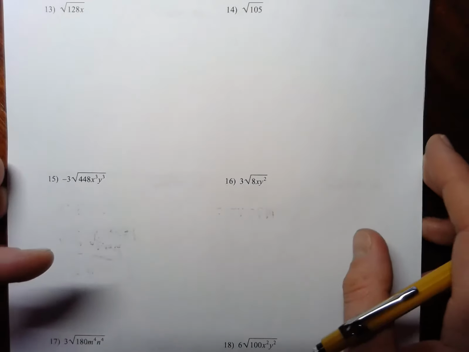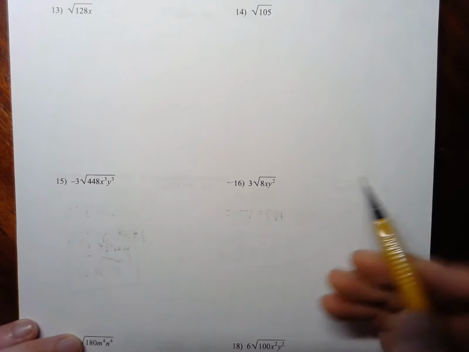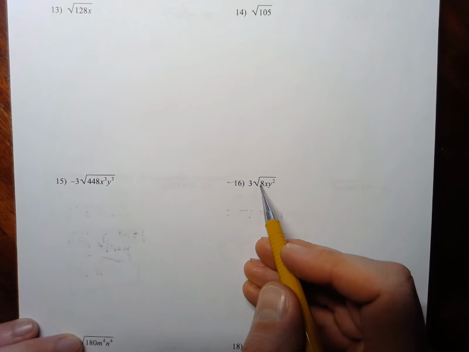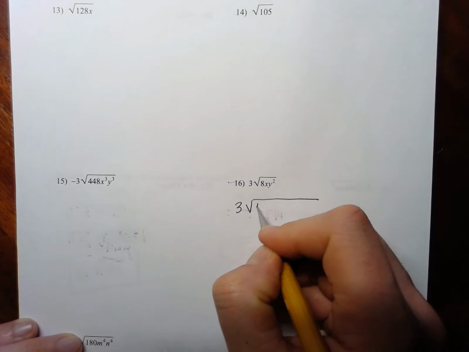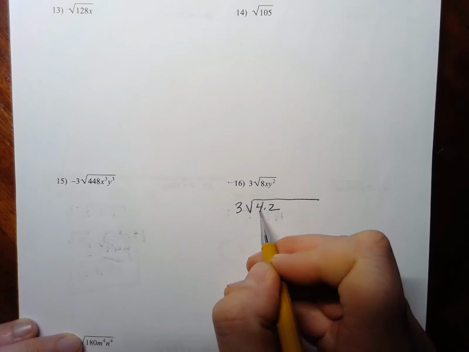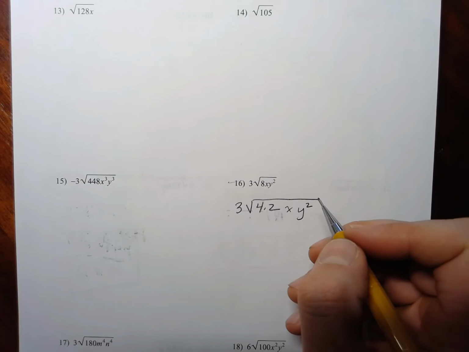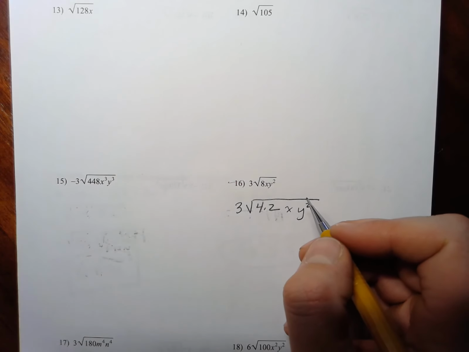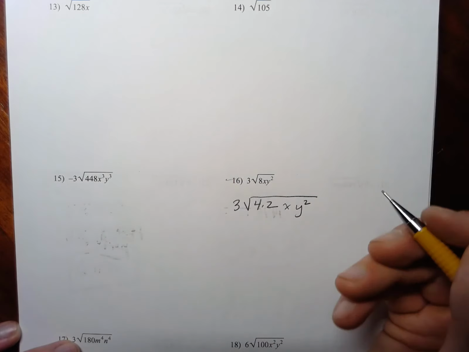And you just take these one step at a time. Okay, let's do number 16 right here. The 8 will give us 4 times 2. The 4 is good. The x cannot go anywhere, and the y squared will come out as a y.